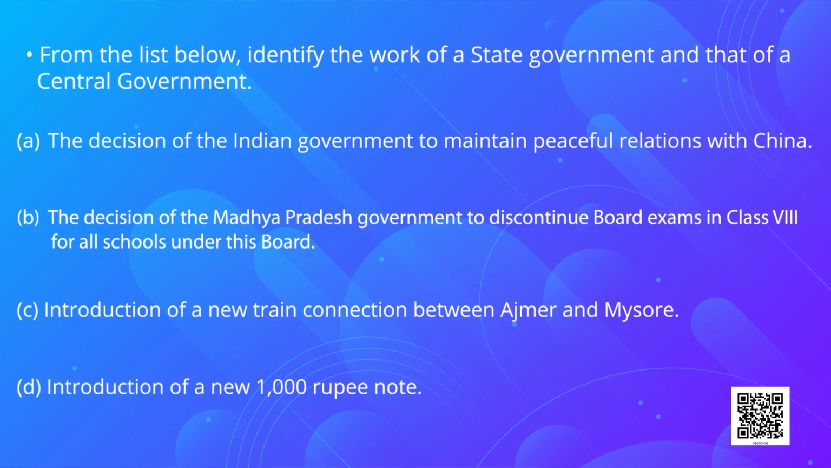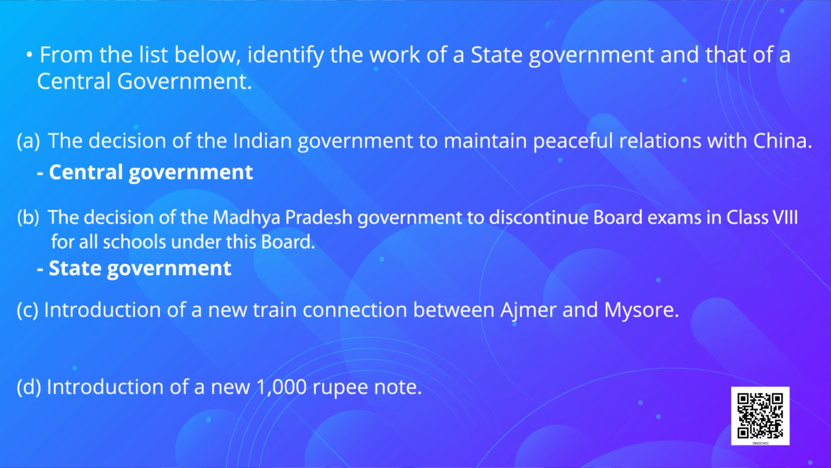Question number 2. From the list below, identify the work of a state government and that of a central government. A. The decision of the Indian government to maintain peaceful relations with China. This is the job of the central government. B. The decision of the Madhya Pradesh government to discontinue board exams in class 8 for all schools under this board. Students, this is the issue of a state, that's why this work is done by the state government.